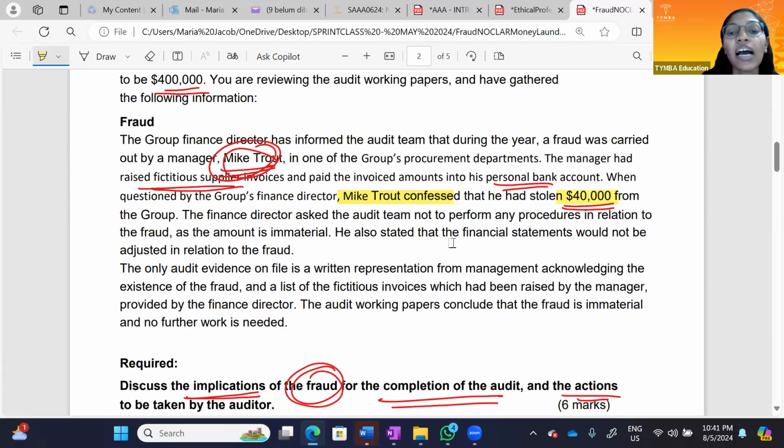So the finance director asked the audit team not to perform any procedures in relation to the fraud because the amount is immaterial. Okay, so it's very funny. I suspect something is wrong. Would I go to the auditor and say, hey, don't do anything about it? Hey, ignore. It doesn't sound right, isn't it? So what do you think? For a finance director to say ignore it, what could happen?